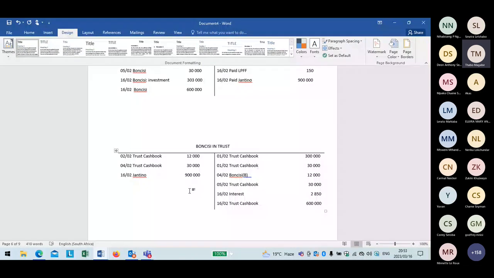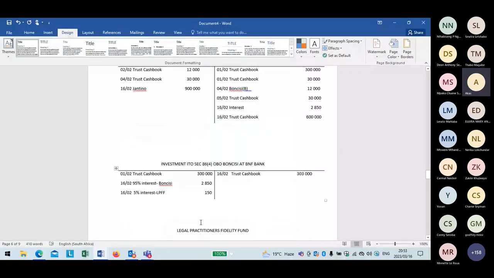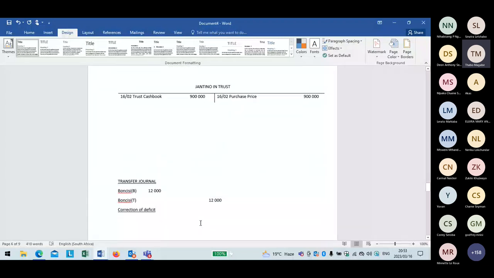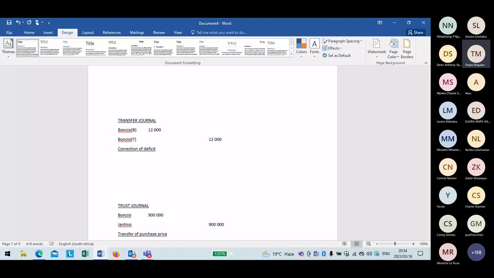So we will come to the transfer journal. Remember, we have a transfer journal already. Remember the transfer journal we used to transfer the 12,000 from business to trust? We go to that same transfer journal. And this time we say Bonchisi in trust, Bonchisi in business. The amount we are transferring this time is 30,000. And your narration is transfer of fees and disbursements.